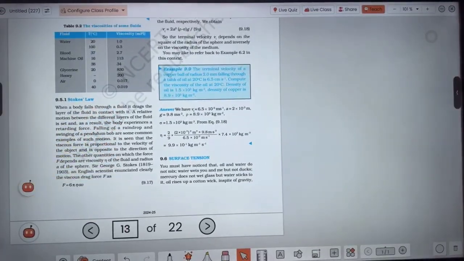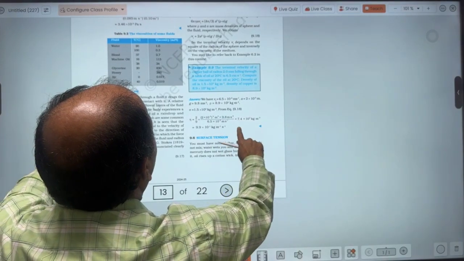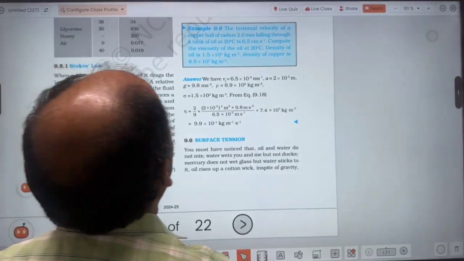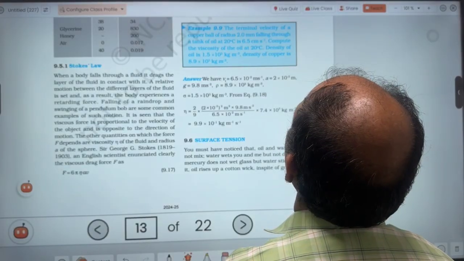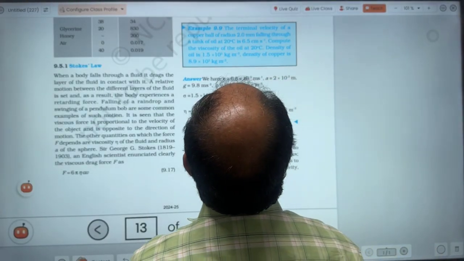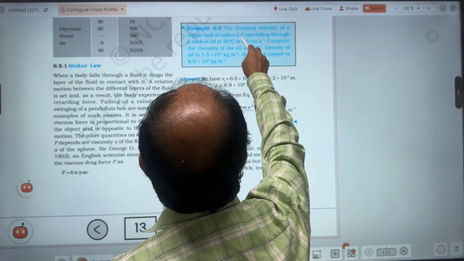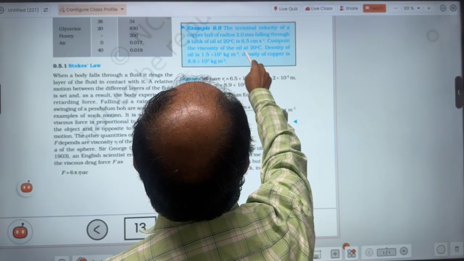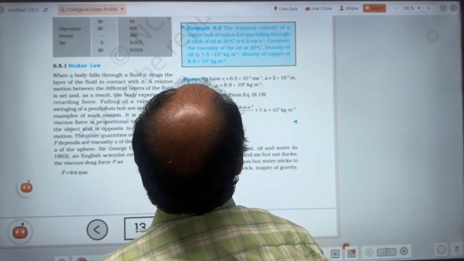And now on the basis of that formula, we are going to make use of that formula to solve one question. The question is: the terminal velocity of a copper ball of radius 2 millimeter falling through a tank of oil at 20 degrees centigrade is 6.5 centimeter per second. Here terminal velocity is given, the radius of the ball is given, right? Compute the viscosity, eta is to be found, density of oil is given, density of copper is given, right?